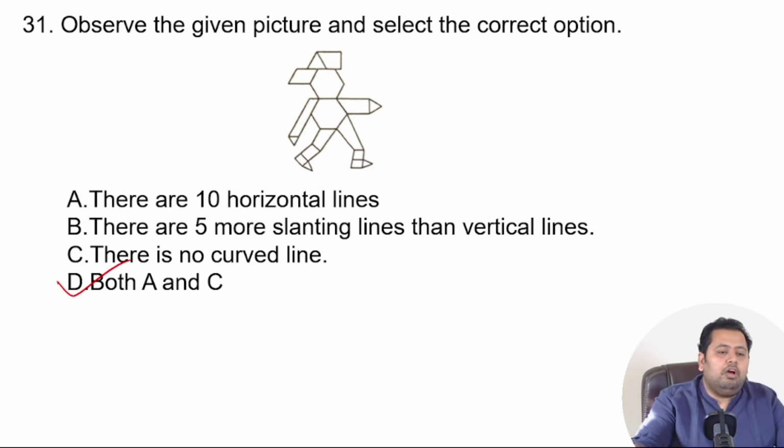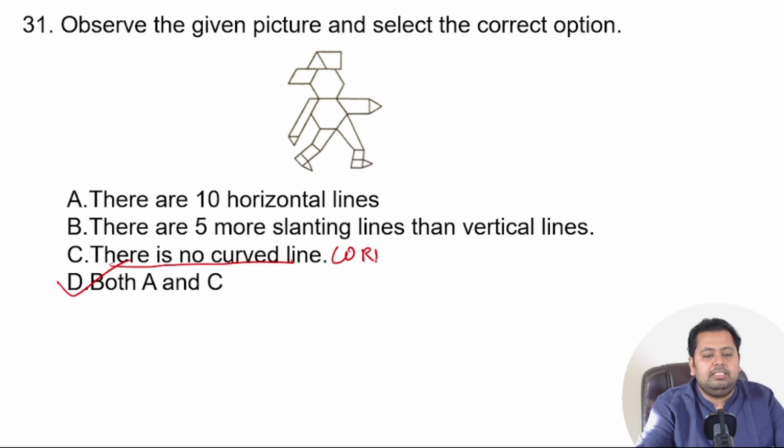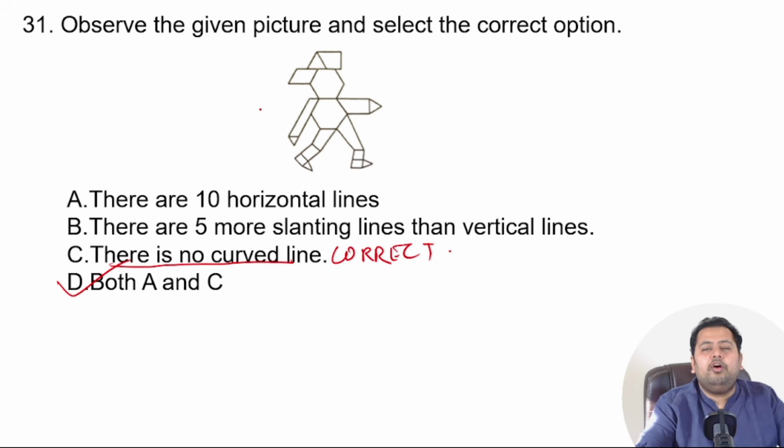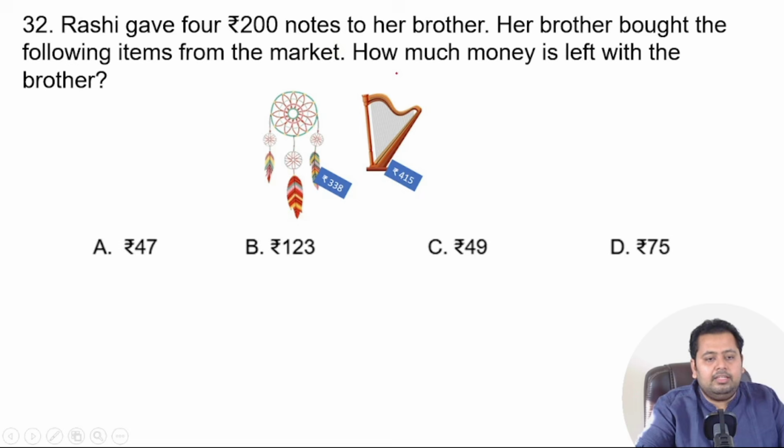Now let's try and solve it. Let's see option C first. There is no curved line. Do you see any curved line? These are all straight lines, right? So option C is correct. Let's now check option A. How many horizontal lines are there? So here you go. There is one horizontal line. This is another horizontal line. This is a vertical line, right? This is a slanted one. This is another horizontal line. This is another horizontal line.